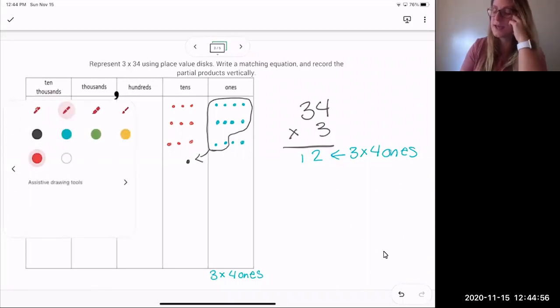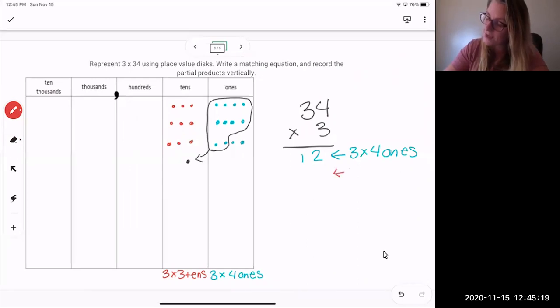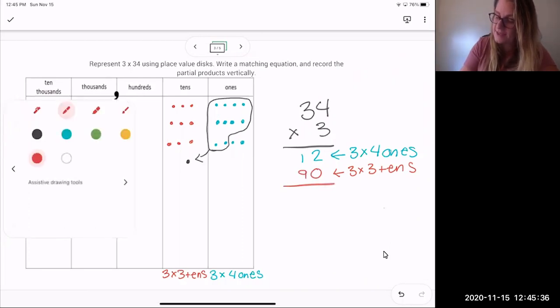Okay, the next thing we're going to do is count up our tens, and we know we had 3 groups of 3. So we have 3 times 3 tens. I know 3 times 3 tens is 9 tens, which is equal to 90. So now I can go ahead and add these two together.